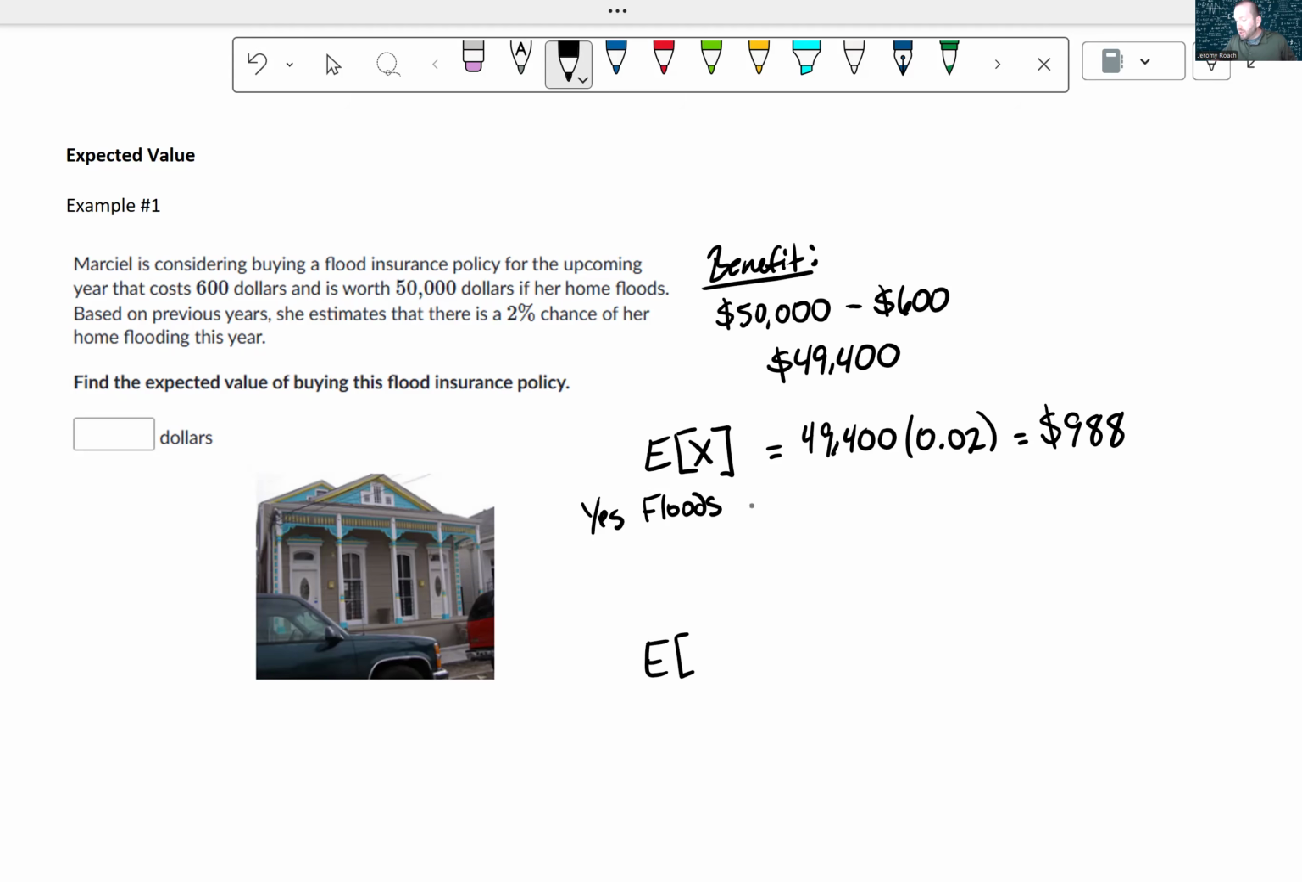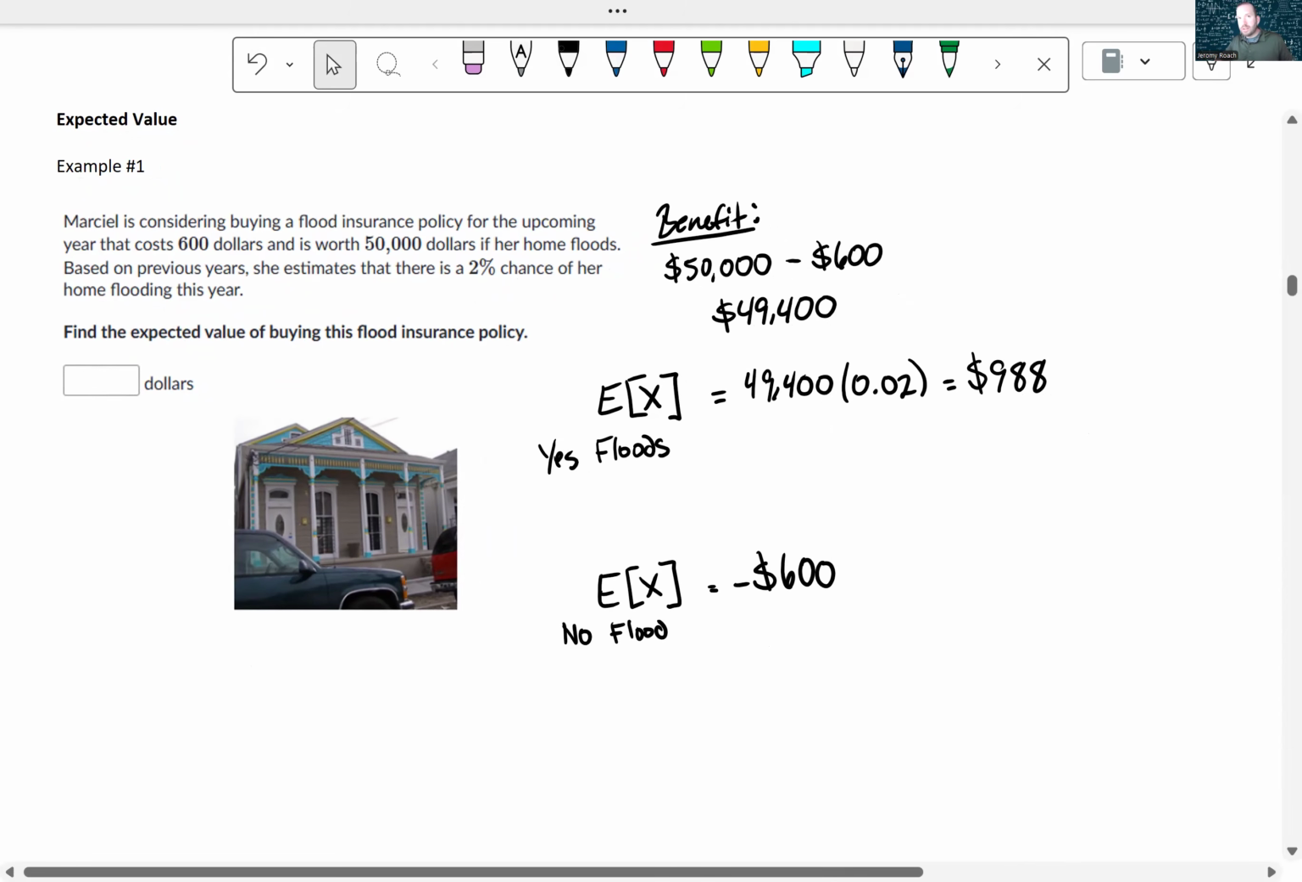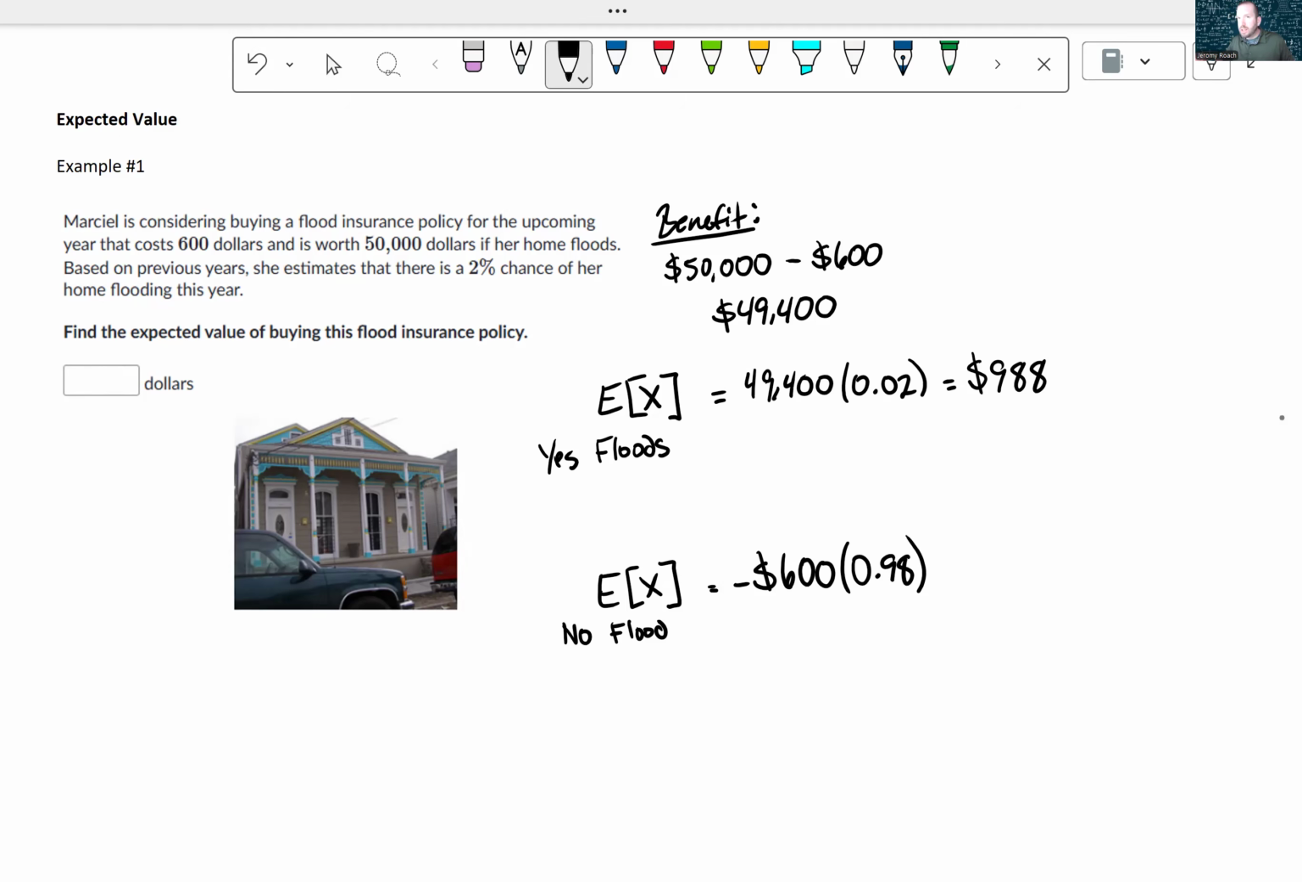The expected value if it doesn't flood is, well, if it doesn't flood, we spent $600. I shouldn't say wasted because it's still insurance. So we spend $600 and there's a 98% chance that we don't need it. So we're going to multiply by 0.98, and this gives us a negative expected value of $588.